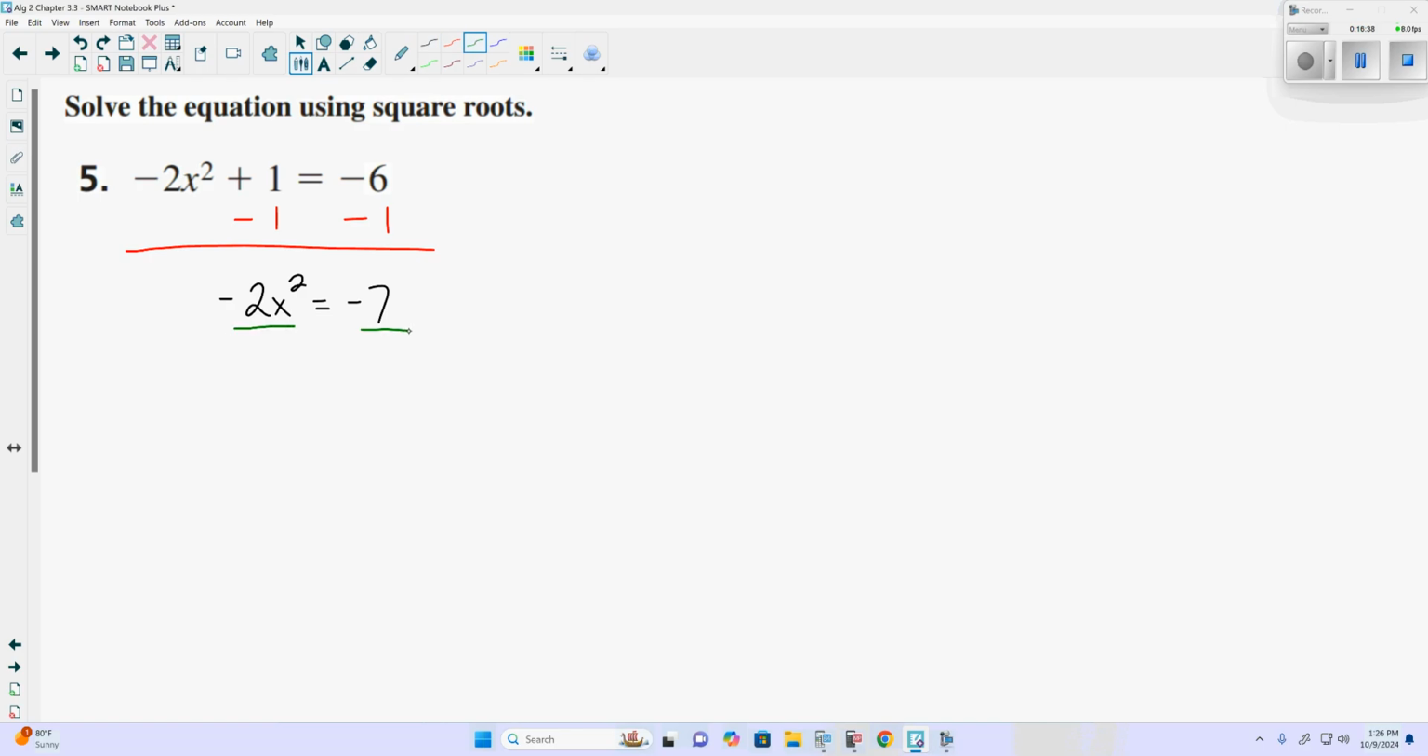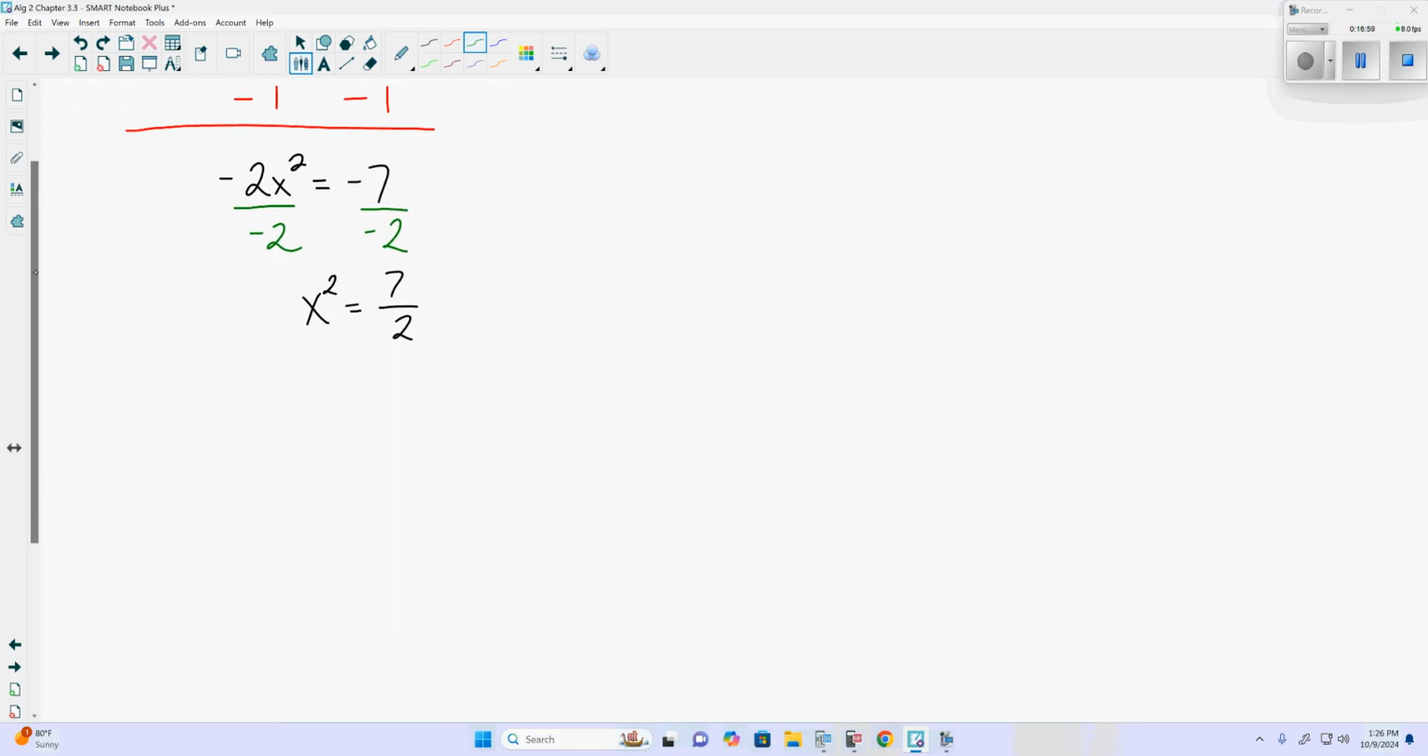Divide by? Yes, 2, but specifically negative 2. Because we want that x squared to be positive x squared. Now, negative 7 divided by negative 2. Negative divided by a negative is a positive. Well, we could turn it into a decimal, but for us finding these solutions, it's going to be better to leave it as a fraction.